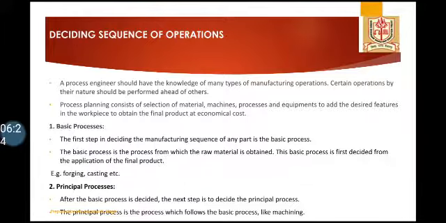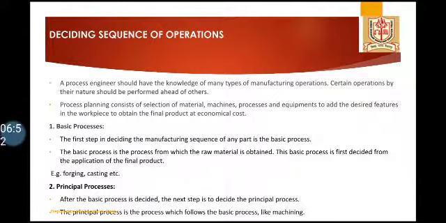Design, deciding sequence of operations. A process engineer should have the knowledge of many types of manufacturing operations. Certain operations by their nature should be performed ahead of the others. Process planning consists of selection of material, machines, processes and equipment to add the desired features in the workpiece to obtain the final product at economical cost.